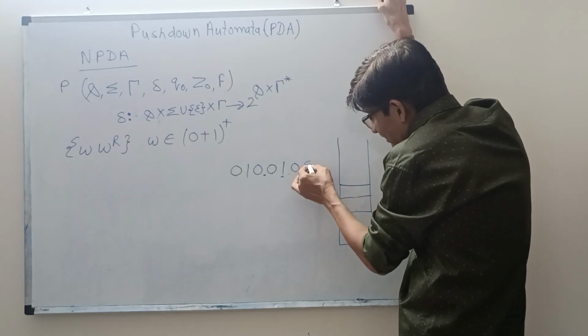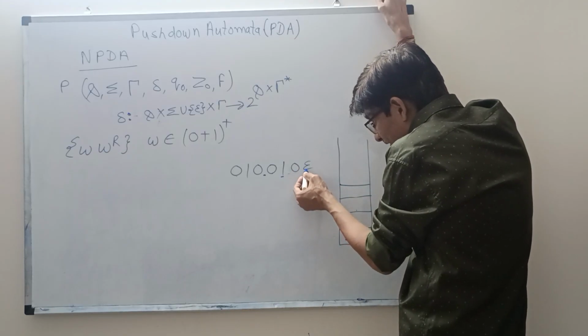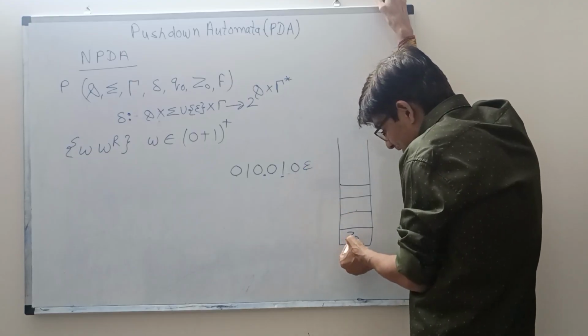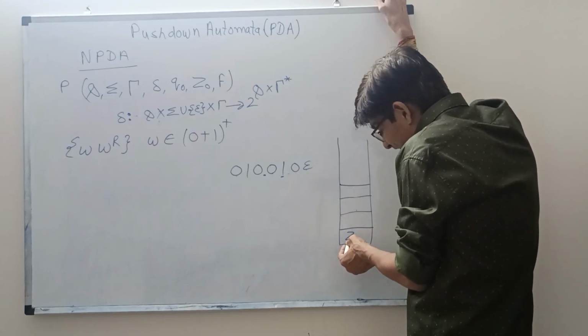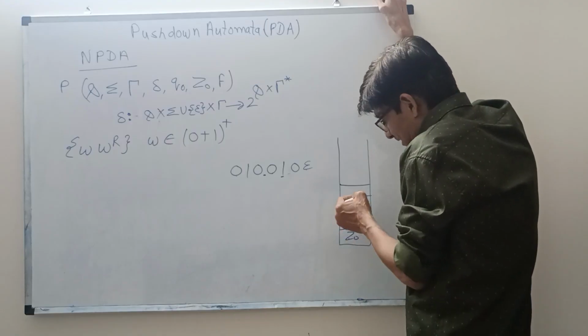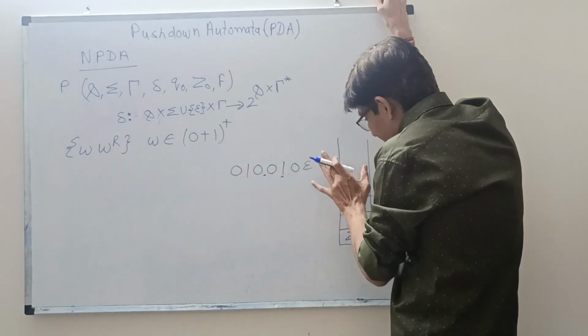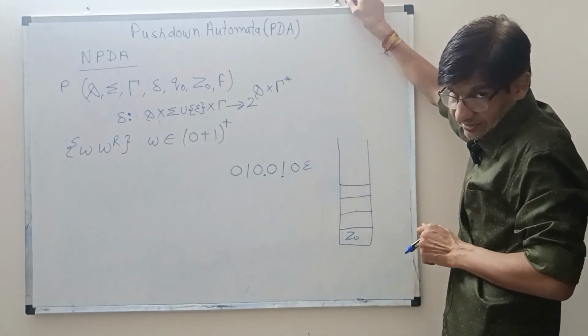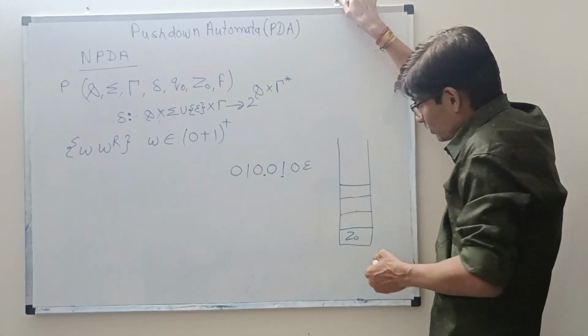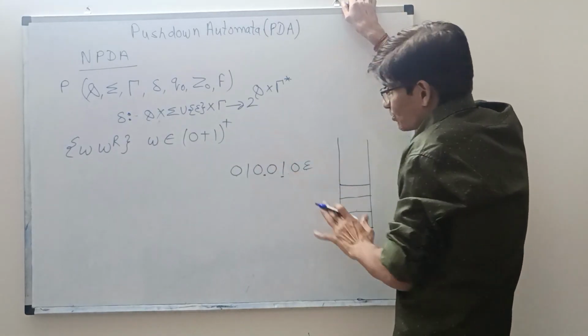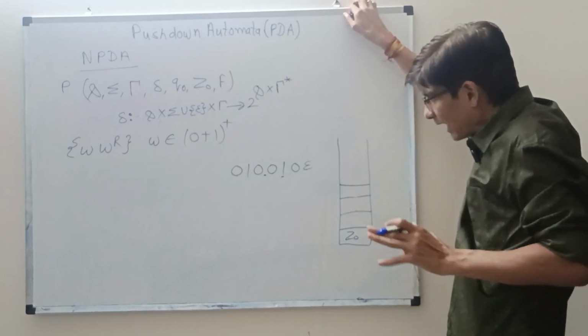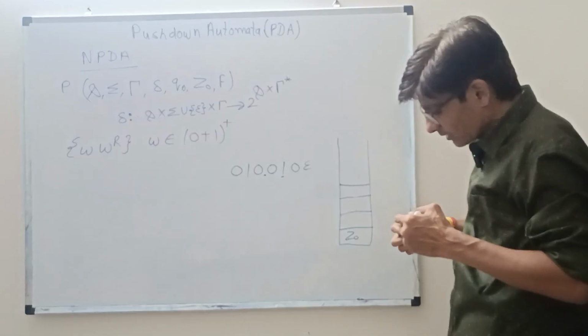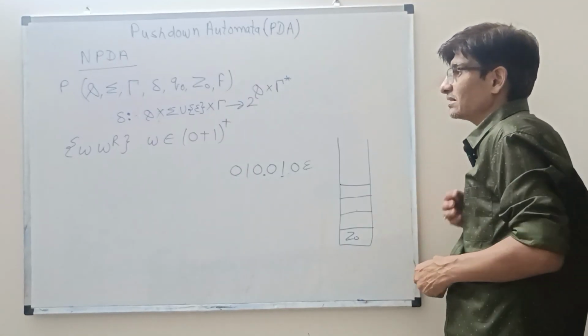And after reading the complete string, it is now reading epsilon and Z0 is on the top. So I can remove this Z0 from the stack, and this string will be accepted by empty stack. So this is the logic of this particular NPDA. Now I will show you how to create transitions to implement this logic.